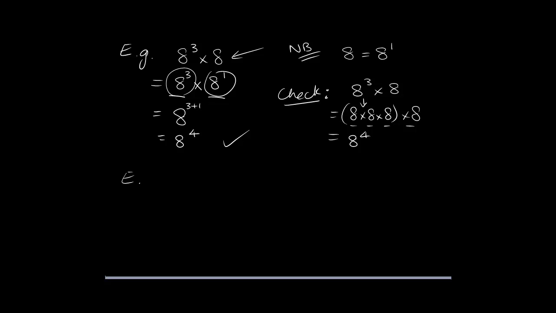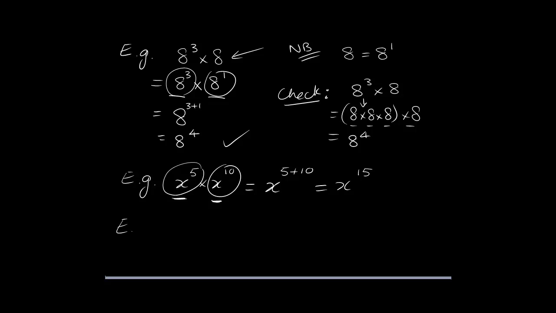Now this can be applied to variables as well. If you're asked to work out x to the power of 5 times x to the power of 10, I'm still multiplying two powers and the bases are the same. So according to index rule 1 or index law 1, this will become x to the power of 5 plus 10, okay, which is equal to x to the power of 15.